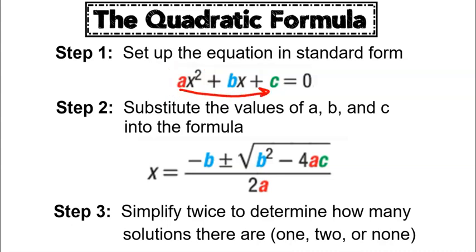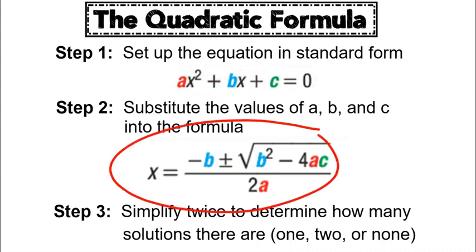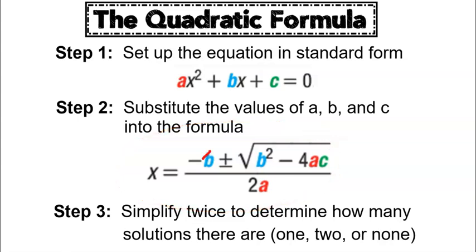written in descending order. Once it's written in standard form, you can identify the coefficient of x squared, the coefficient of x, and the constant in the c position. These three numbers are what's going to be substituted into the formula. Once you've erased and replaced all of the variables with the appropriate values, then you can simplify twice.